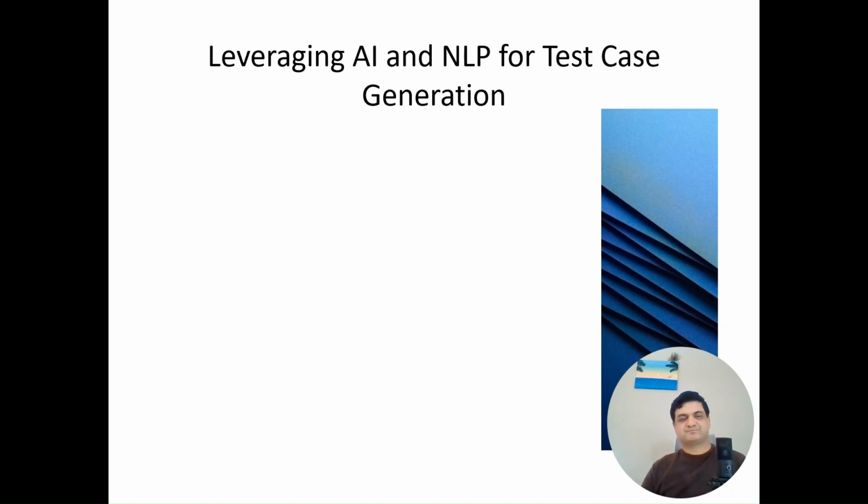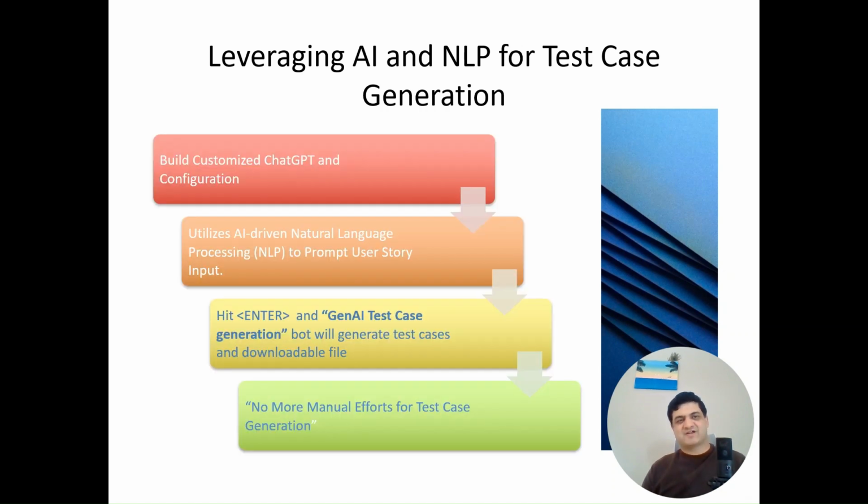We, in the QA world, spend most of our time analyzing user stories and writing manual test cases. Why do that? Let's leverage AI and natural language processing prompts to generate test cases. We're going to follow these steps. We're going to build a customized ChatGPT and configure it to create test cases. Utilize AI-driven natural language processing to prompt the user stories and hit enter. Our GenAI Test Case Generator AI bot will generate test cases based on the user story prompt.